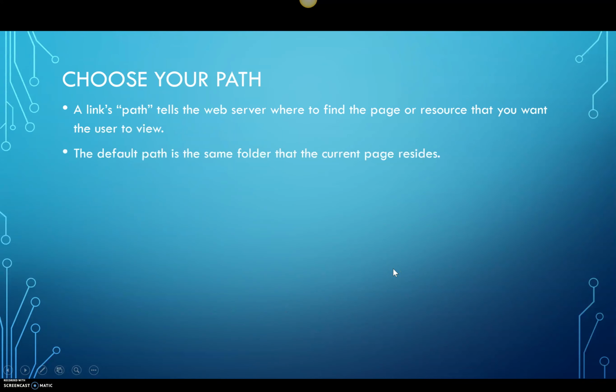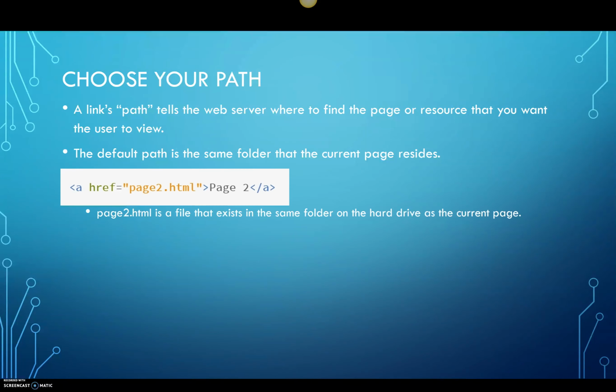Each link has a path. A link's path tells the web server where to find the page or resource that you want the user to view. The default path is the same folder the current web page resides. So in this case, in the previous example, page2.html would have to reside in the same folder that the current web page that the user is viewing resides.